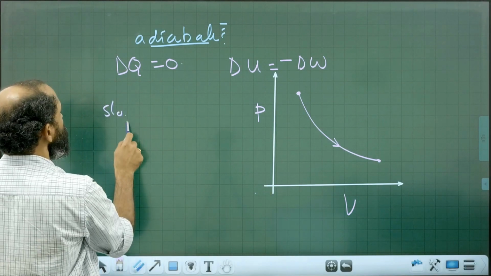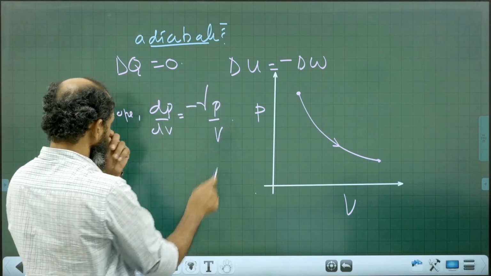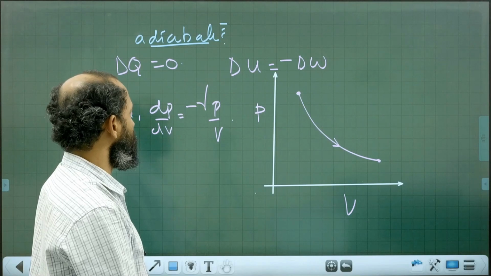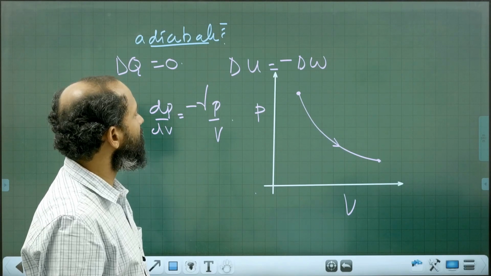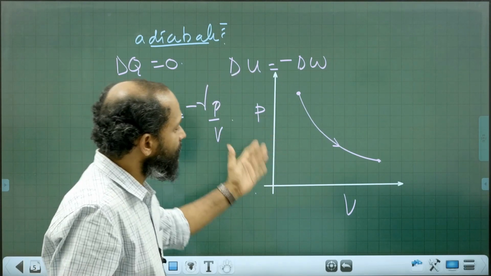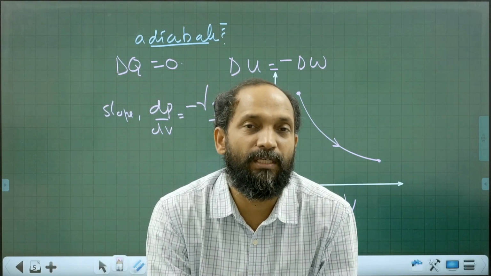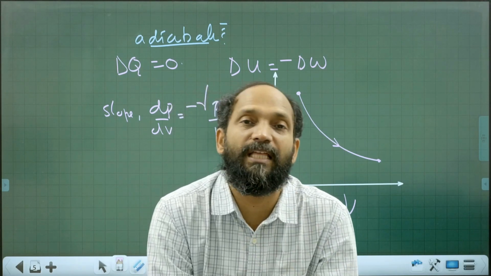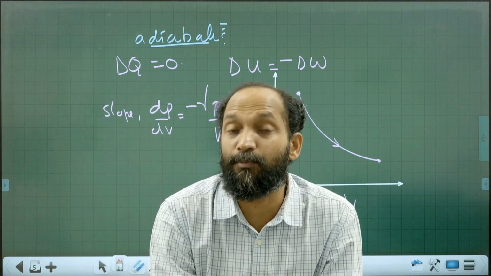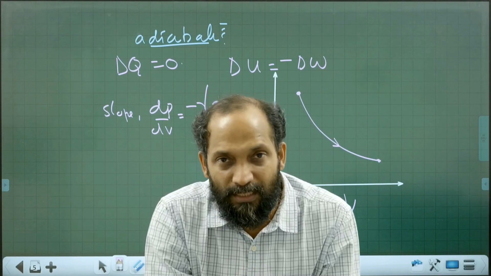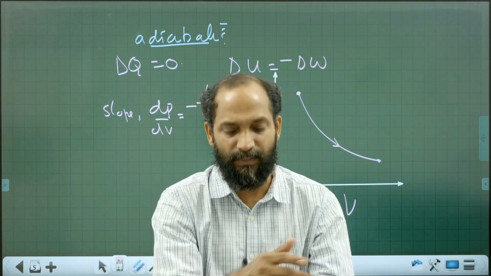The slope of this graph, dP by dV, is equal to minus gamma times P by V, where gamma is the ratio of specific heats. So gamma is greater than 1. That's why the graph has more steepness. In the adiabatic process, the change in pressure for a given change in volume is larger. So by comparing isothermal and adiabatic processes, students, don't forget this. For the same change in volume, the change in pressure is much larger for the adiabatic process compared with the isothermal process.